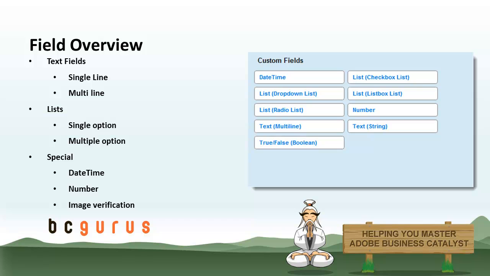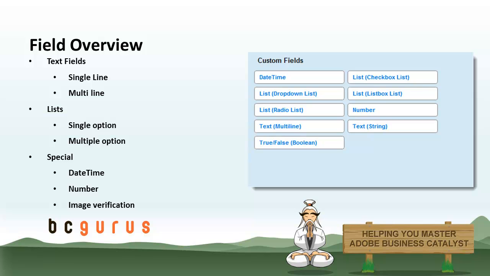For plain old text where the user can enter anything they want, you've got a single line field or a multi-line field. The lists can be categorized in two ways: the lists where the user can select only one option, such as a drop-down list or a radio button list, and the multiple option list where the user might end up selecting more than one choice, such as a checkbox list or a list box list, which you don't see all that often, but they are out there.